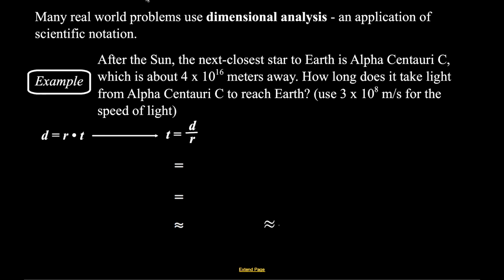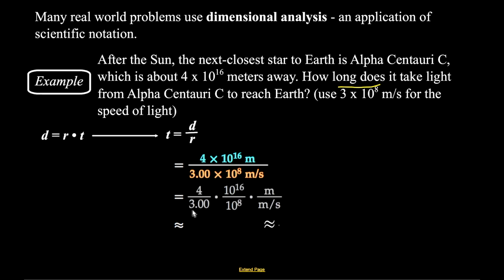And I went ahead and solved that for time because we are looking for time, how long. So we want to know how much time it takes for this to happen. So the distance was given as 4 times 10 to the 16th meters. And we're going to divide that by the rate, which is the speed of light. And then we can divide these two numbers. We can split this up into two different things. 4 divided by 3, and then 10 to the 16th divided by 10 to the 8th. And that gives us about 1.33 times 10 to the 8th seconds.